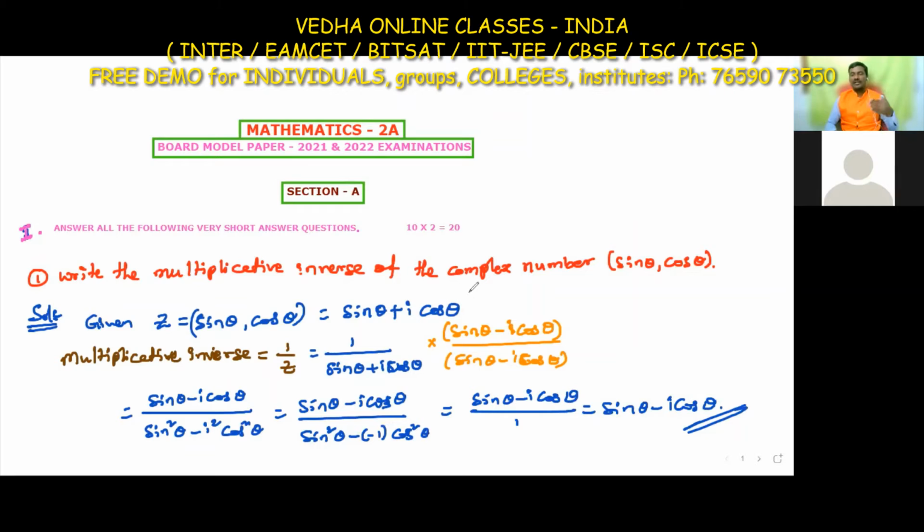So this is a general method, and it is a better way. Otherwise, after rationalizing, we get a square plus b square in the denominator, so a by a square plus b square and b by a square plus b square. That is another one, so we can use that formula also, but this is a better way. Now we'll go to the next question.